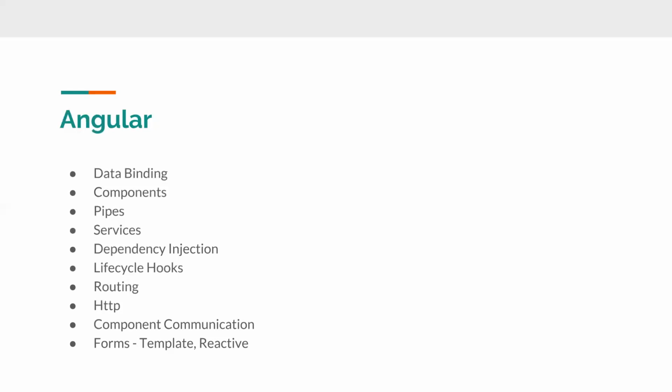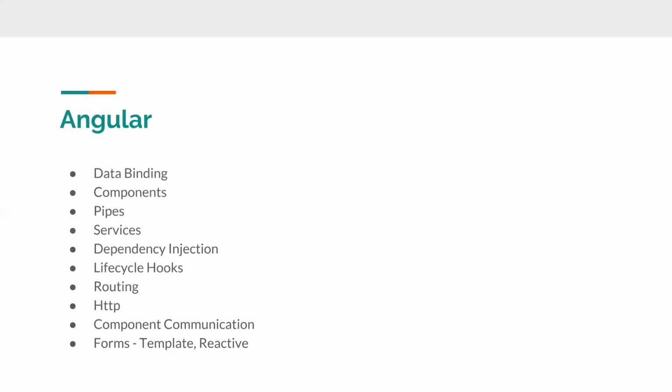Then we are going to talk about pipes and services. We'll go through them in depth in our classroom sessions. So what is meant by pipes, what do you mean by services, what is dependency injection, lifecycle hooks, routing, HTTP communication, and component communication.